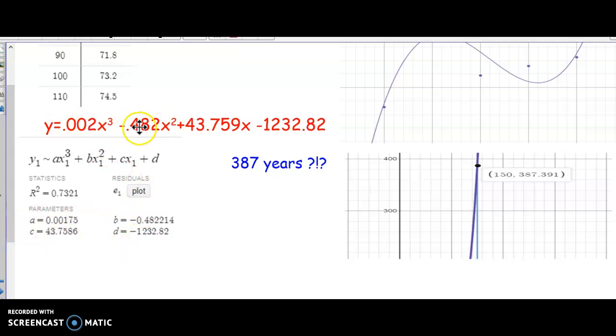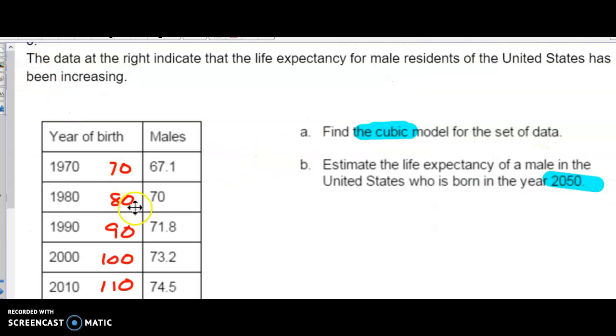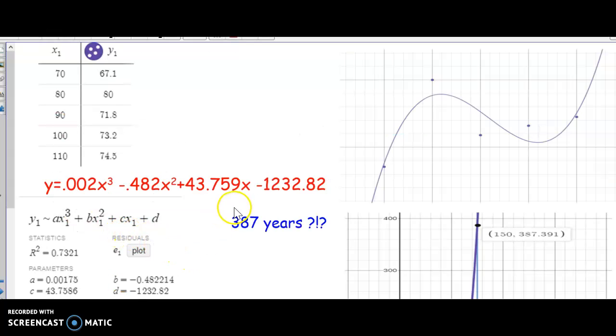So if I plug those in, I rounded these to 3 decimal places just to get a little bit better example. And I went back and I actually plugged in x equals 150 because the difference from 1970 to 2050 is 150. So when I plugged that in, that actually intersected my y at 387. So you would be 387 years old. That would be the life expectancy of a male in the year 2050.